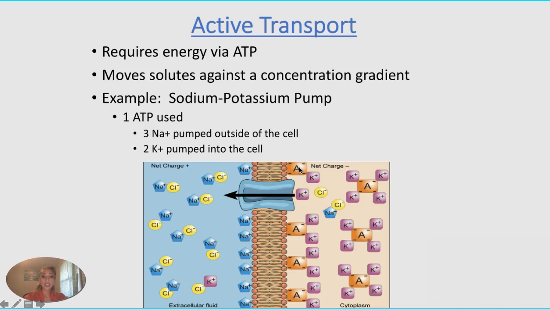So active transport does require energy. It's going to move solutes against a concentration gradient, and a good example to understand and know is going to be the example of the sodium-potassium pump.